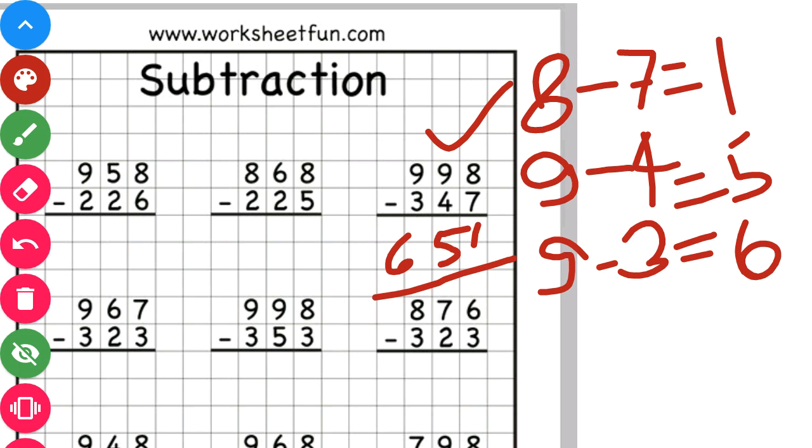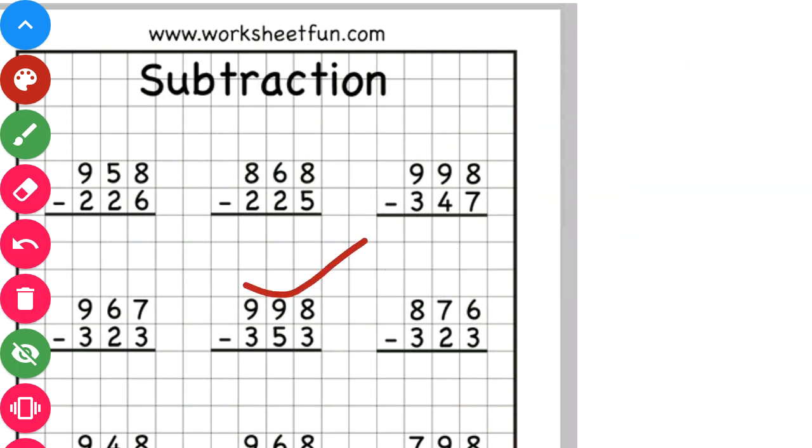Okay kids. Now I want you to solve this question on your own. Do this question right now and then I will tell you the answer and you will match your answer with mine. And you can check whether your answer is correct or not. Solve this question in your copy. 998 minus 353.